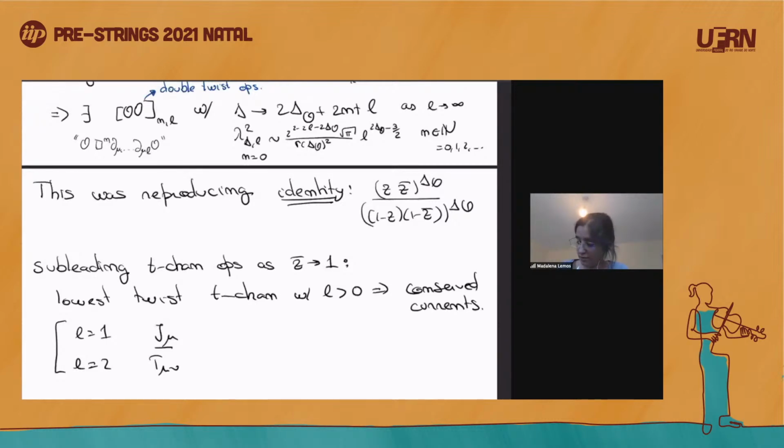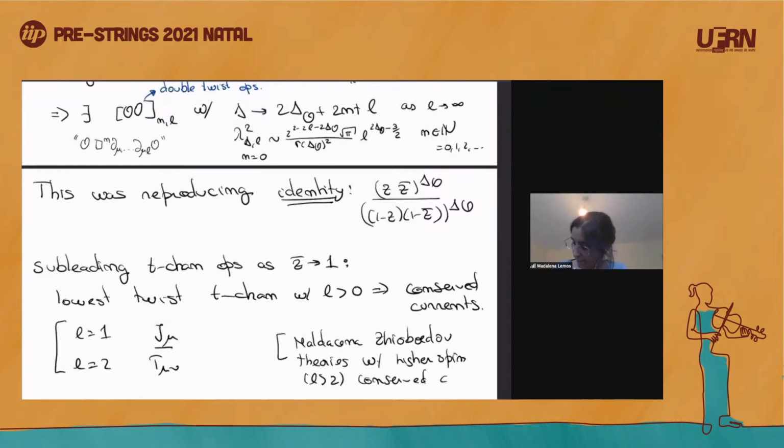So this is work by Maldacena and Zhiboedov that says that with higher spin, which I mean L greater than 2, they're essentially free.